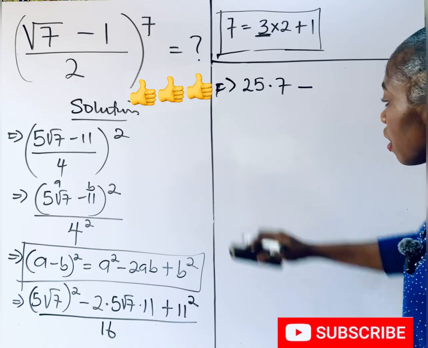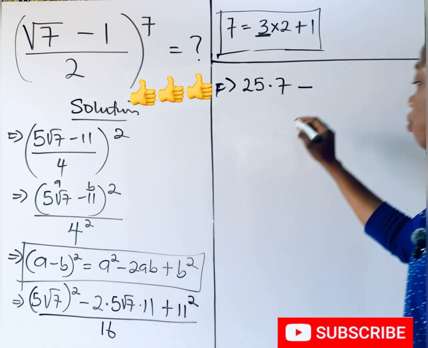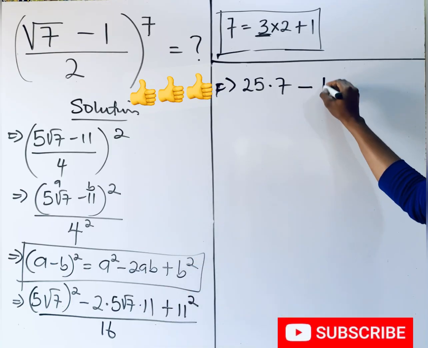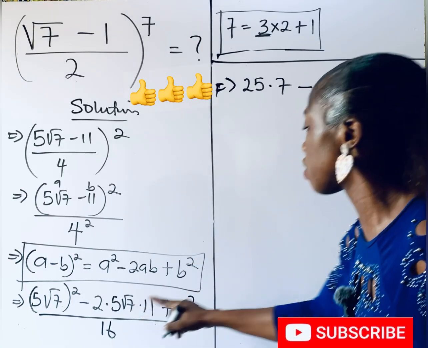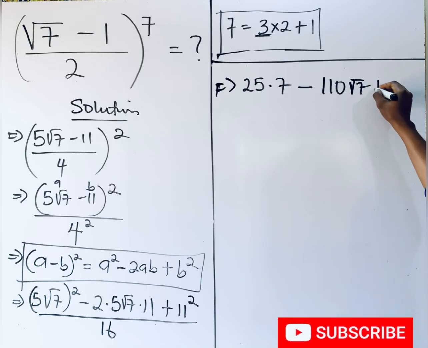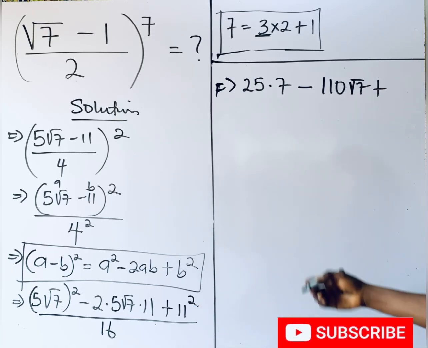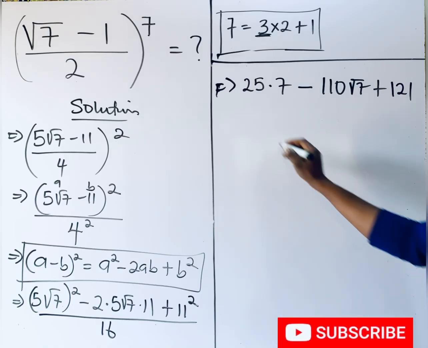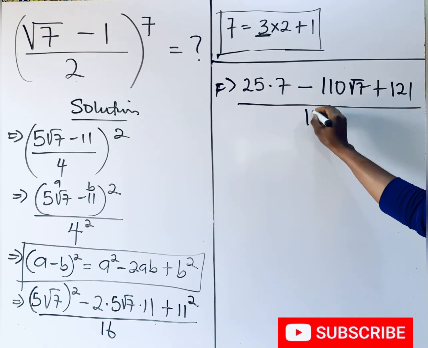So let's multiply this. This will multiply to give us 10, and 10 times 11 will give us 110 root 7. Then plus this raised to power 2, which is 11 multiplied 2 times, to give us 121. And all are divided by 16.